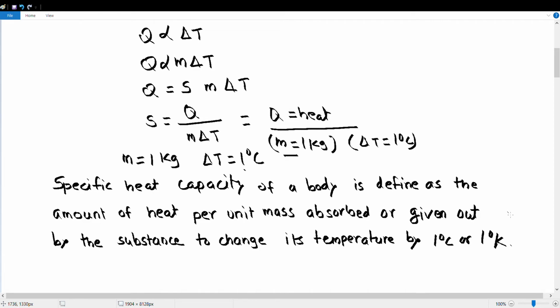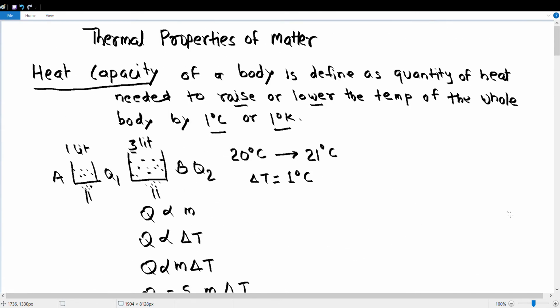Then what is the difference between heat capacity and specific heat capacity? For heat capacity, the body has its own mass. M is the mass of that body. This mass is not unity. For heat capacity, this mass is not unity.